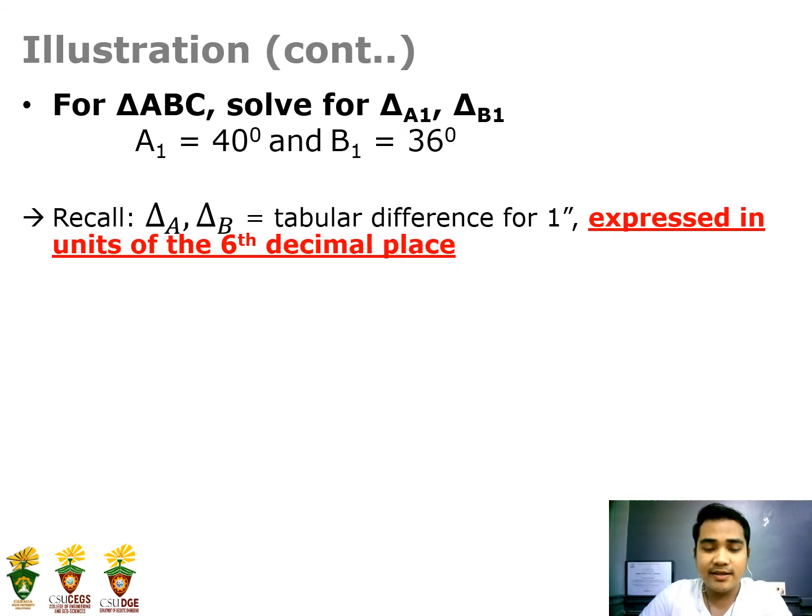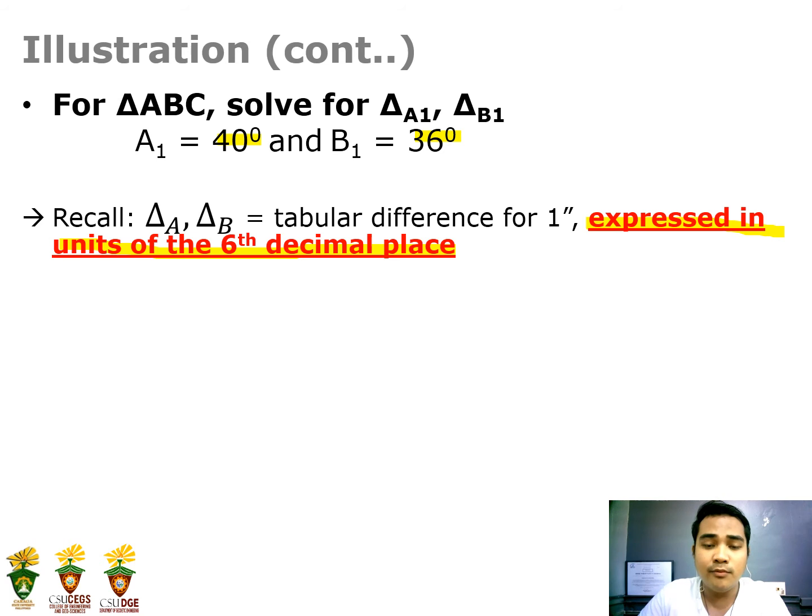Alright, so the next thing that we should do in computing the strength of figure is solving for change in A1 and change in B1. Since we have these two distance angles in the first triangle, A1 and B1, we have 40 degrees and 36 degrees. Next we need to get the tabular difference for 1 second, and the value must be expressed in 6 decimal places.